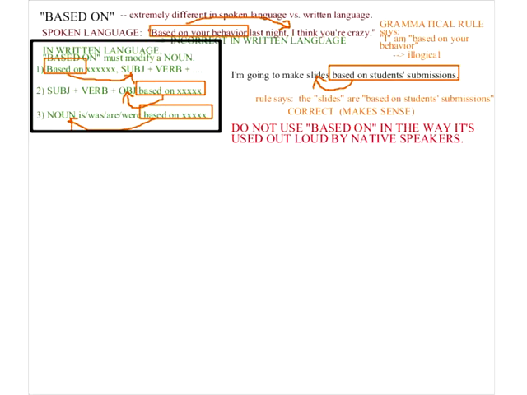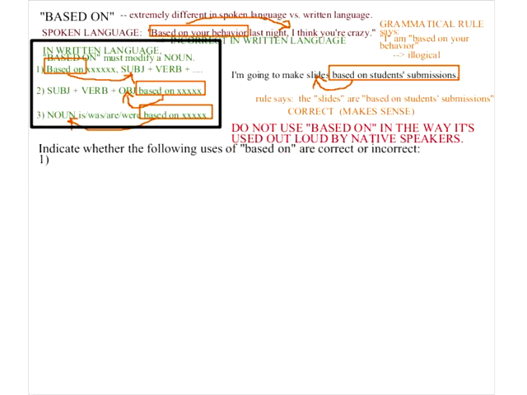"Basing" is used like any other -ing modifier. So that's not the point of today's lesson. I don't want to veer off track, but we can do -ing modifiers maybe in a different lesson. So let's start looking at some examples. Indicate whether the following uses of "based on" are correct or not.